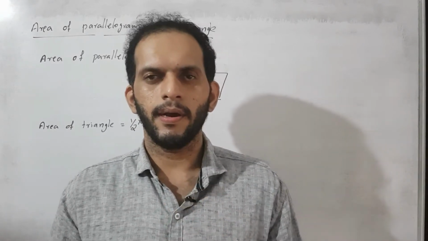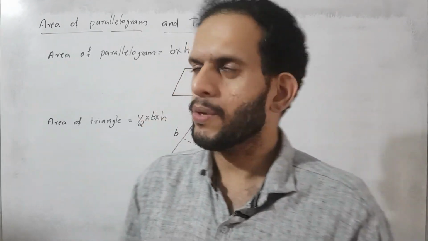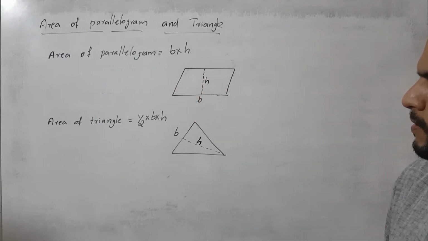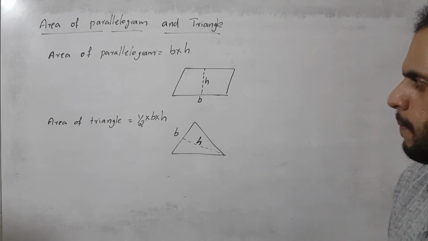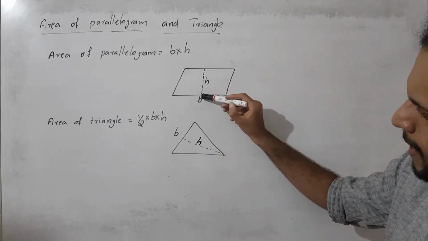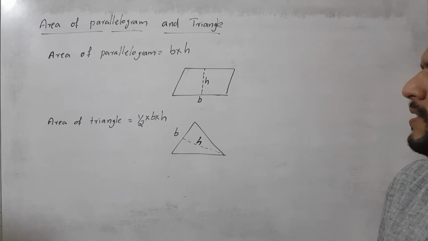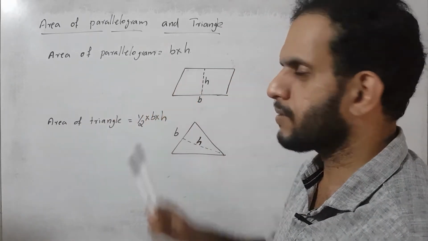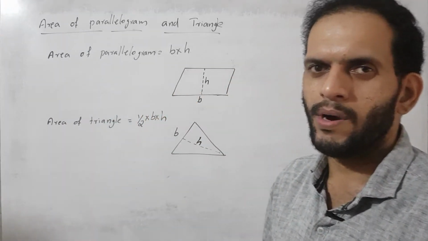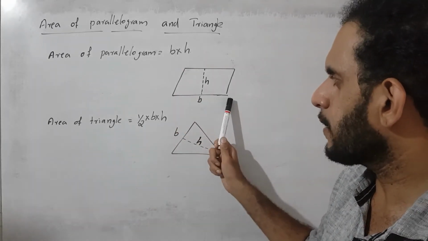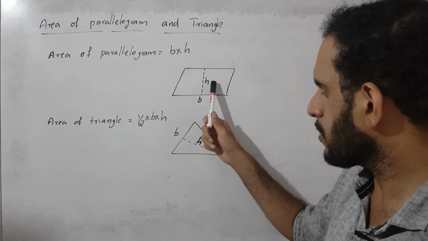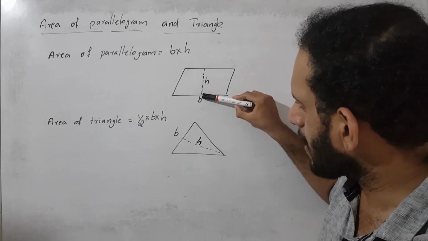Next we are discussing the next idea, areas of parallelograms and triangles. Here we use the equation for finding the area of a parallelogram, which is B into H. B is one side or base of the parallelogram, and H is the distance from that side to the opposite side. Then what is H? H is the distance from that side to the opposite side.